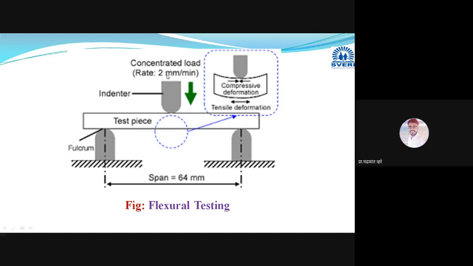Due to this load, this test piece will try to bend. It will get bent, and how will it bend? At the top fiber there will be compressive deformation, and at the bottom fiber there will be tensile deformation.